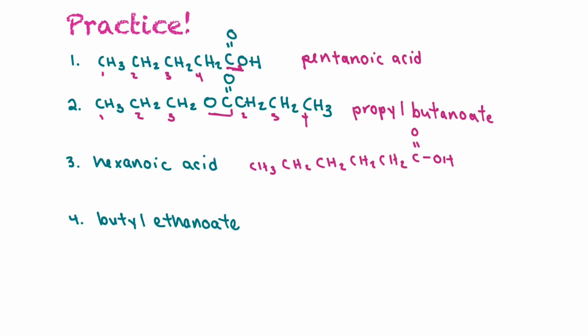So this time we need to draw CH3, CH2, CH2, CH2. So there's the butyl, O, or oxygen, sorry, and then ethanoate. So now we draw the C double bonded O, and then CH3. So butyl ethanoate.